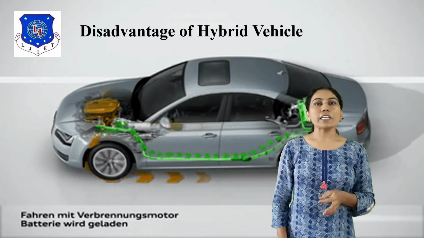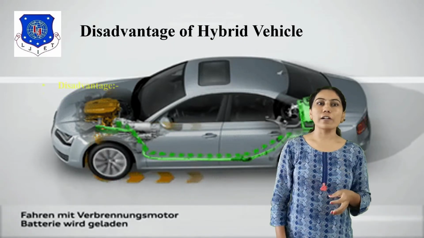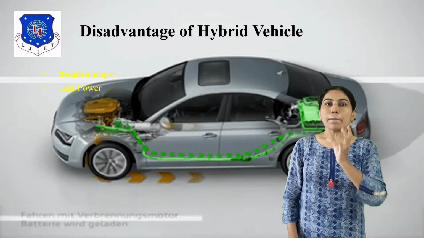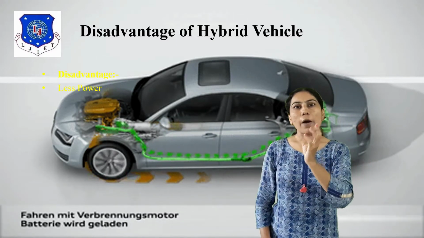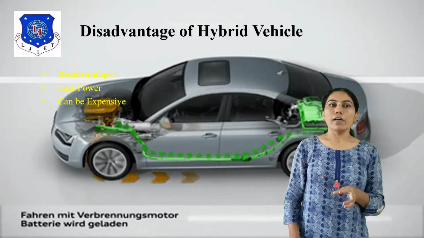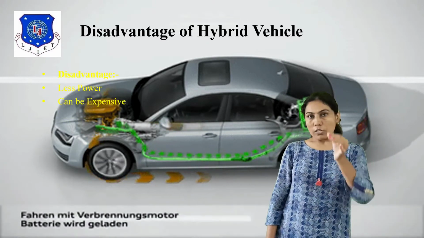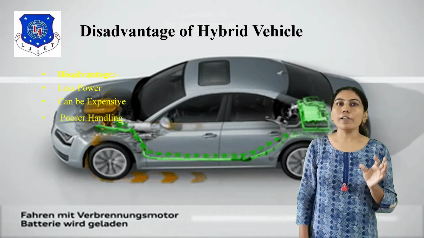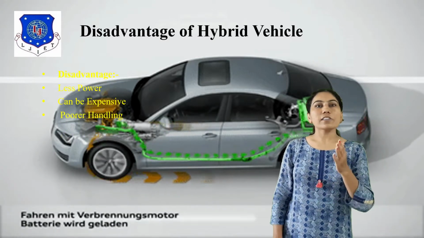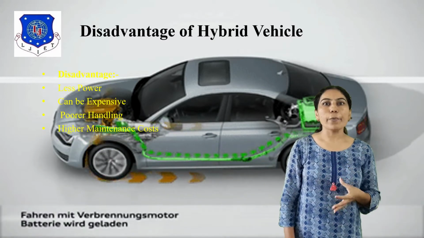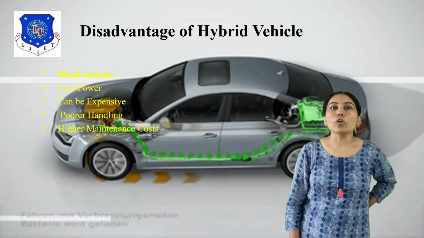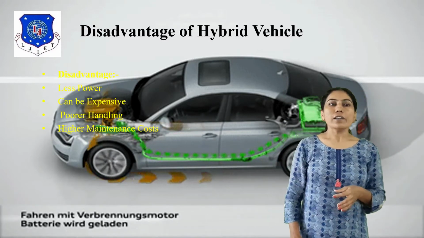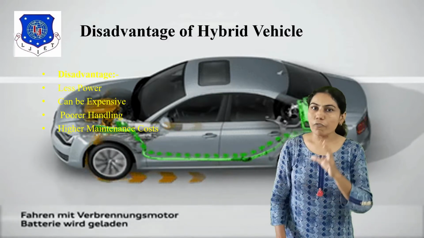Then, what are the disadvantages of a hybrid vehicle? The first point is that it has less power; very little power is provided to the hybrid vehicle. Also, it can be very expensive; the initial cost is very high. Then there is the power handling, which is another disadvantage. Also, the maintenance cost and service charge are very high compared to other vehicles. These are the disadvantages of a hybrid vehicle.